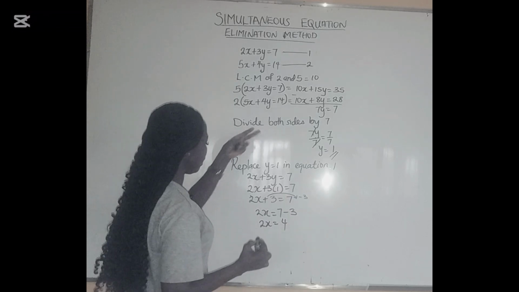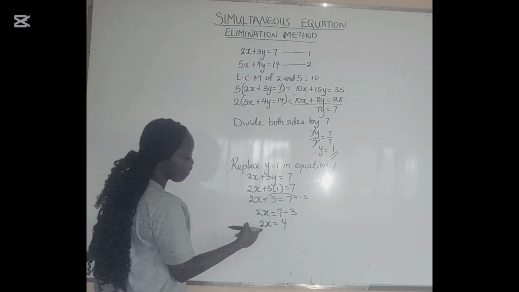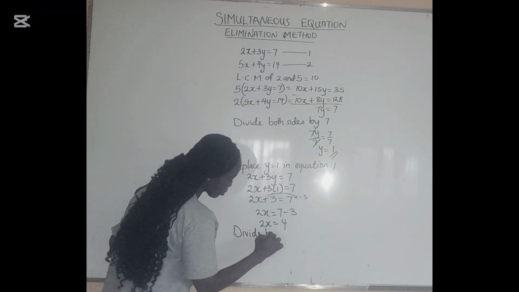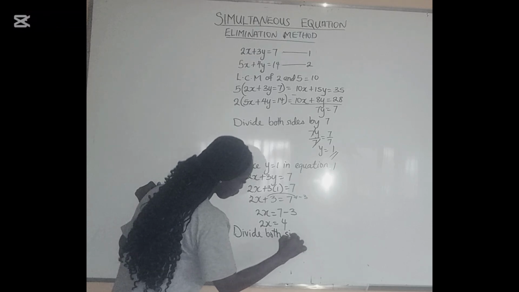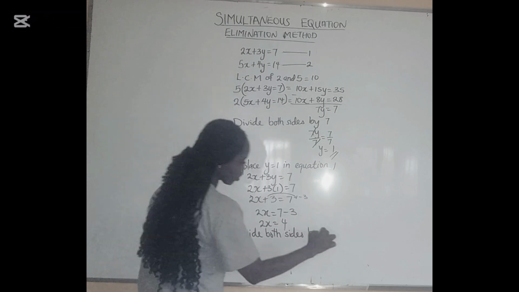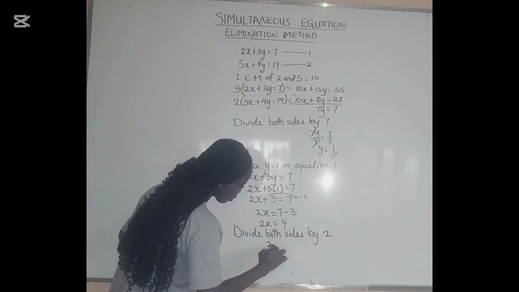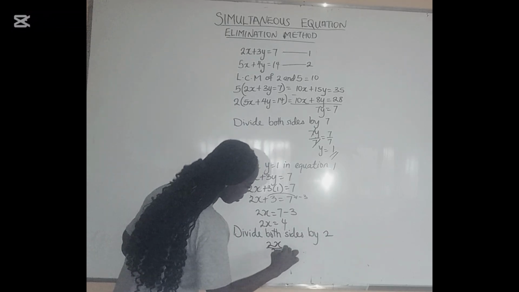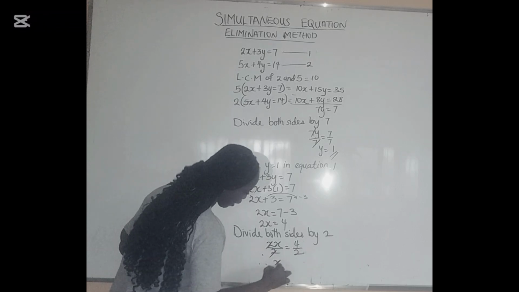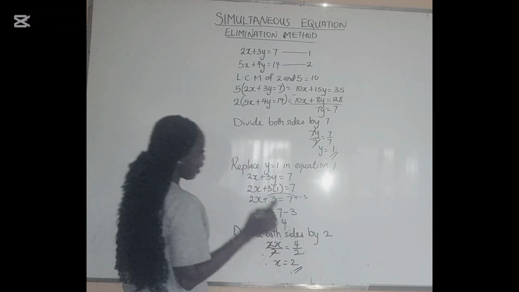The same thing we did in this case. Like I told you, divide by the coefficient. So we divide both sides by the coefficient of x, which is 2. So we are dividing both sides by 2. So 2x over 2 is equal to 4 over 2. Therefore, my x is equal to 2.